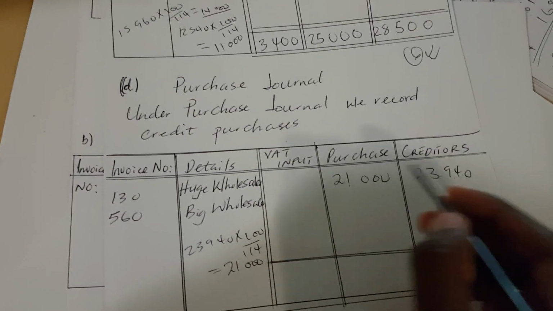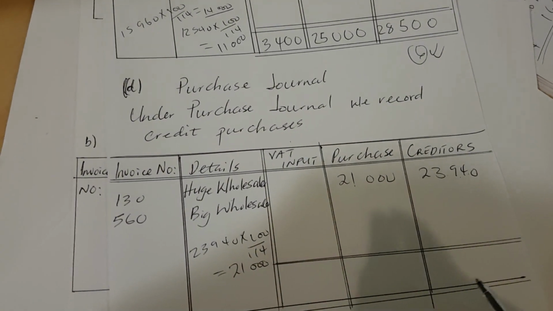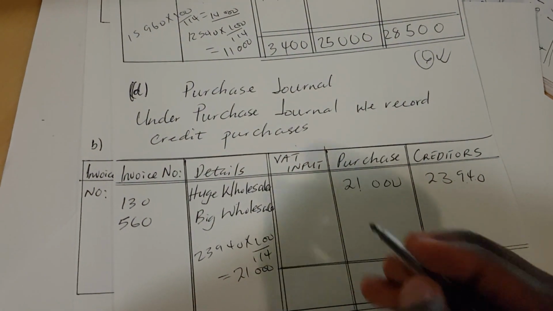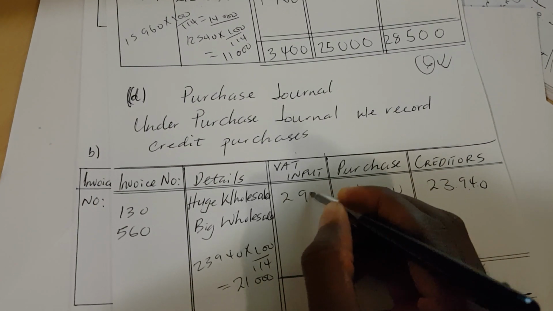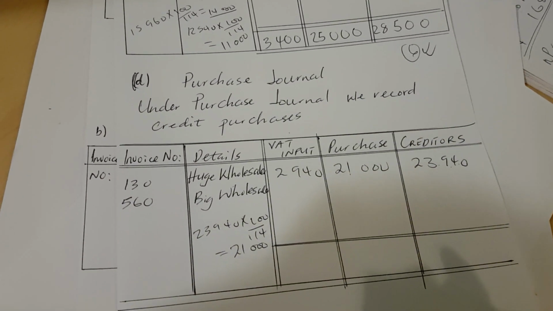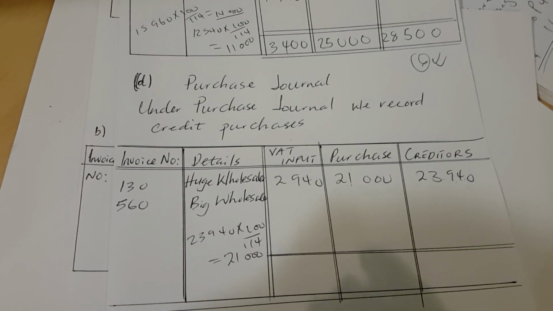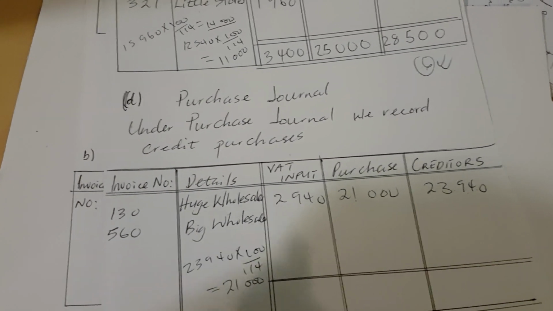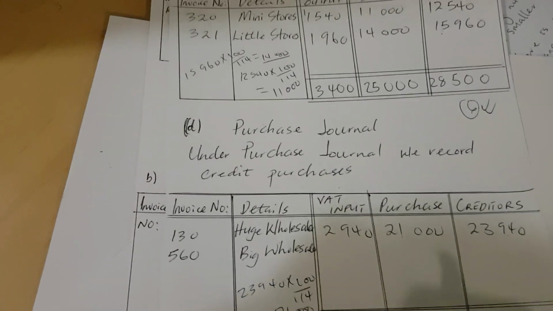So how much is going to be our VAT? Now you're going to say 23,940 minus 21,000, you'll get 2,940. So this is the VAT amount. Okay, Big Wholesalers, invoice number 560. What happened to Big Wholesalers?